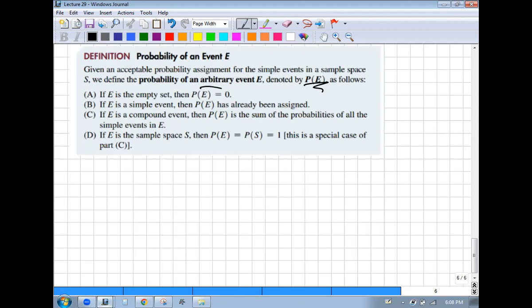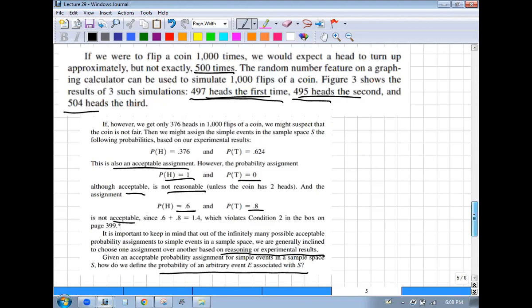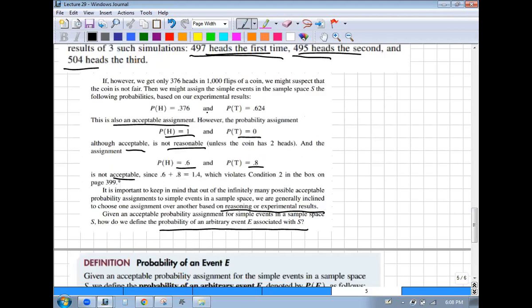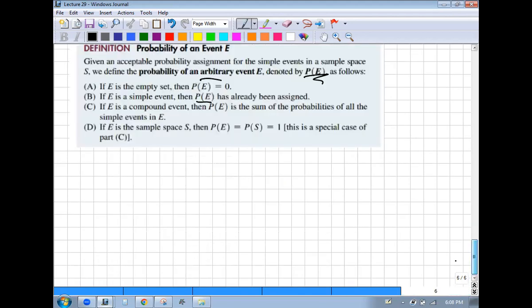If E is a simple event, then the probability has already been assigned, because that's what we did. Like for the heads and the tails, we're assigning the probability of each event. When you have a sample space, they call each outcome a simple event. That means an event that only has one thing in it, one thing that can happen. If it's a compound event, then you add up the probabilities of all the simple events.